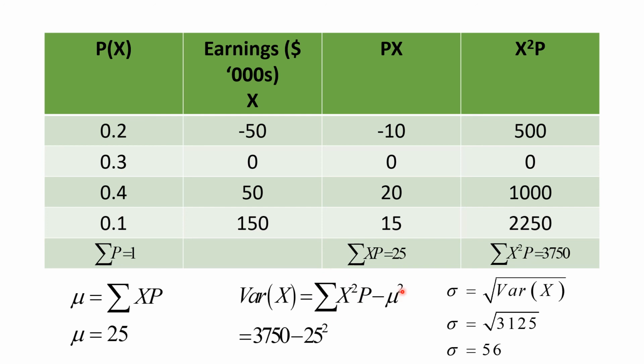Take away the mean squared, and you can obtain the value for your variance. Standard deviation is simply the square root of variance. So the square root of 3125, the value here is 3125, and you will get your final answer for the standard deviation, which is 56. I just want to remind you, please use a table to do your calculation to minimize careless mistakes.